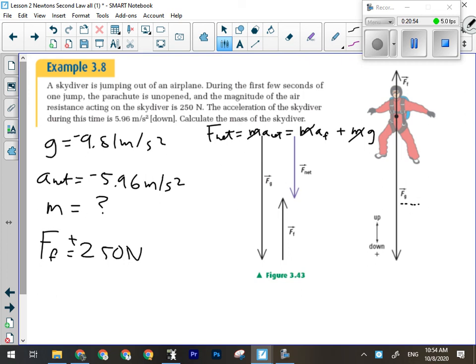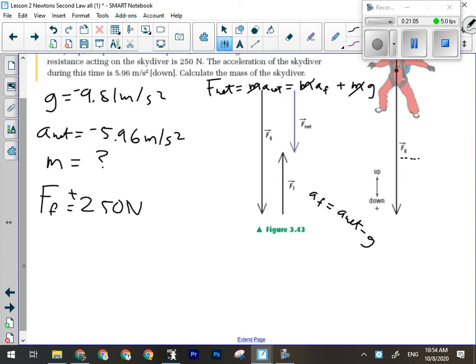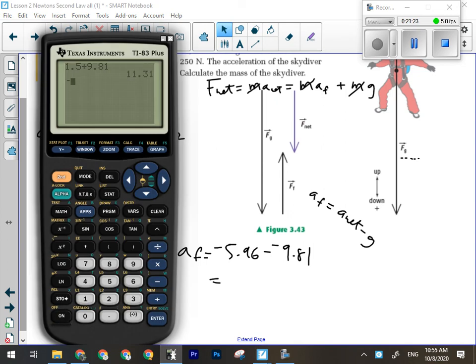So I'm going to isolate the acceleration due to friction by simply subtracting gravity over to the other side. So that'll be the net acceleration minus the acceleration due to gravity. Acceleration due to friction will be negative 5.96 meters per second squared, because that's what he's actually doing, minus negative 9.81, the acceleration due to gravity. So we got negative 5.96 minus negative 9.81. All right, so the acceleration that's produced by the force of air resistance or friction is 3.85 meters per second squared up.